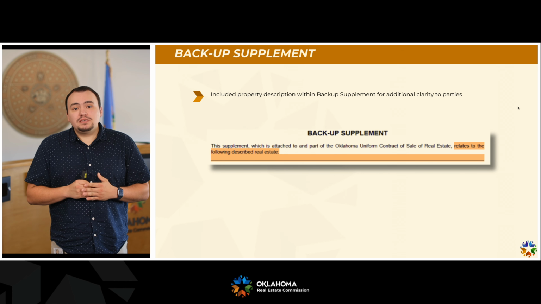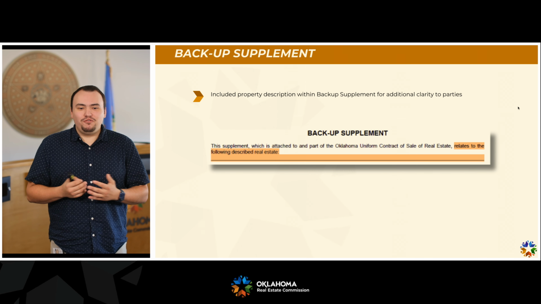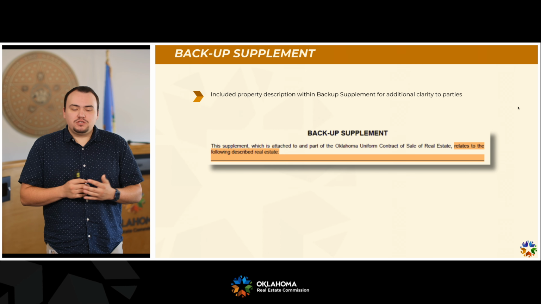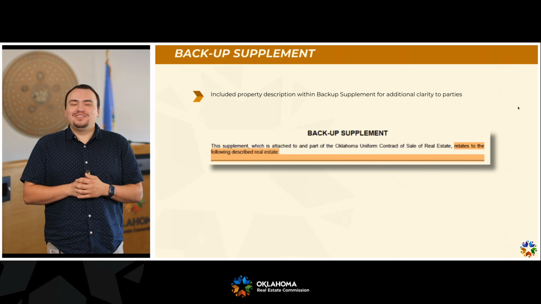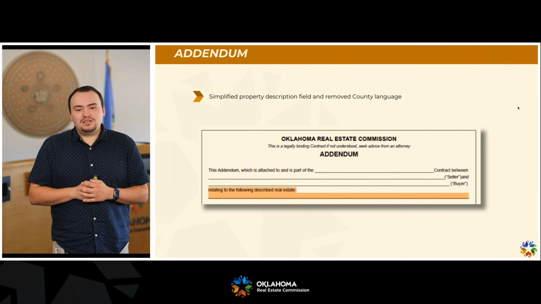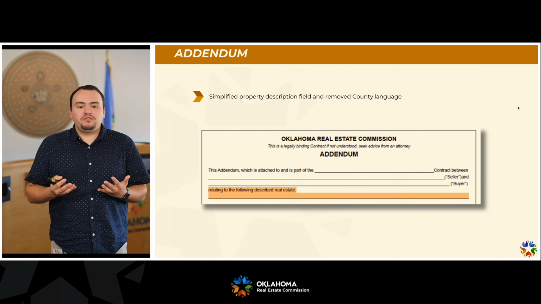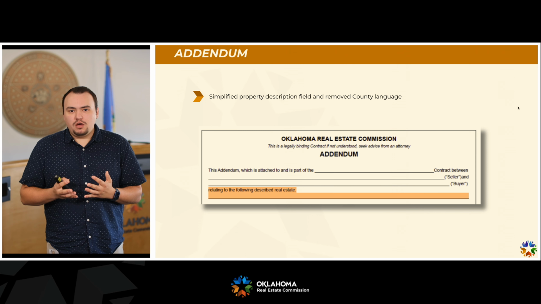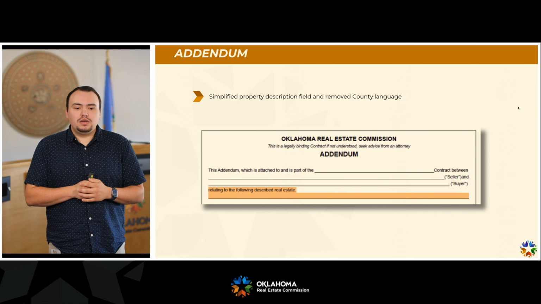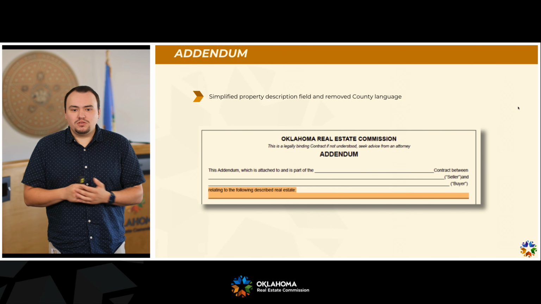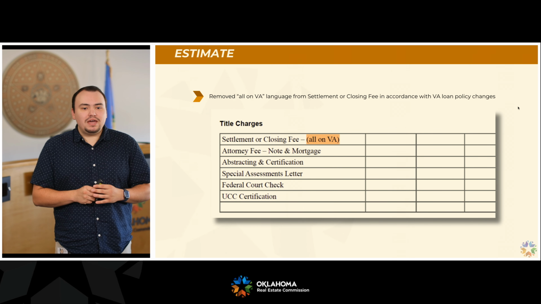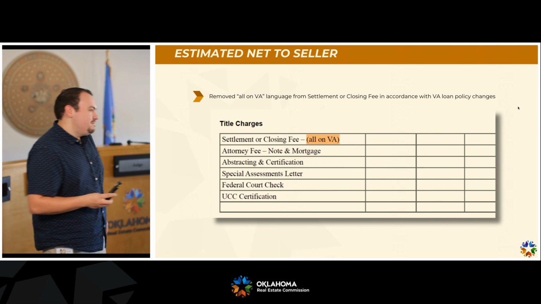On the backup supplement, we didn't have an address before, or a way to tie it to a property. So we've now added the address field, so it's in line, so we know what property it goes to. And then under the addendum, we simplified the descriptor of the property. Before, it had some county references, a little bit cumbersome. We've made it simple so that it's really easy for you to fill out. With that, estimated net sheet, I'm going to pass it to Bailey.